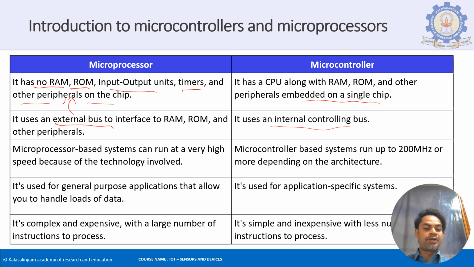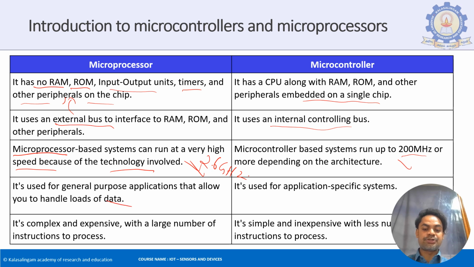A microprocessor based system can run at very high speed because of the technology involved in high processing, whereas a microcontroller can work only up to 200 megahertz. Your computer, as you may be aware, has a processor and it works at gigahertz speed. That is what you may be aware of, a 2.6 gigahertz processor, all these that you have heard of. So this speed is going to be in the gigahertz range, whereas here it is just in the 200 megahertz range.